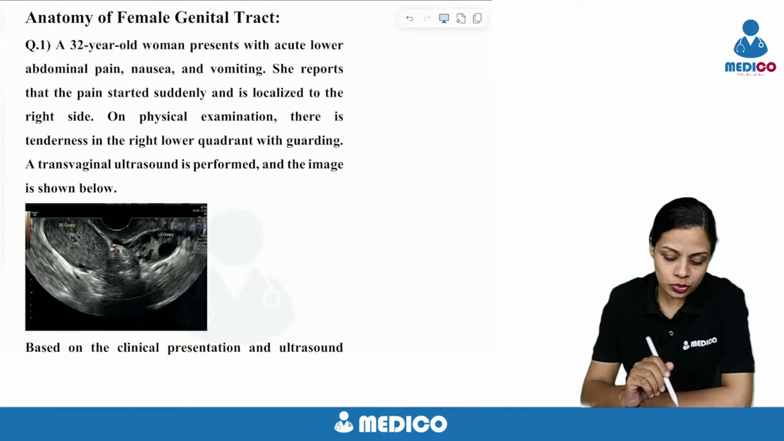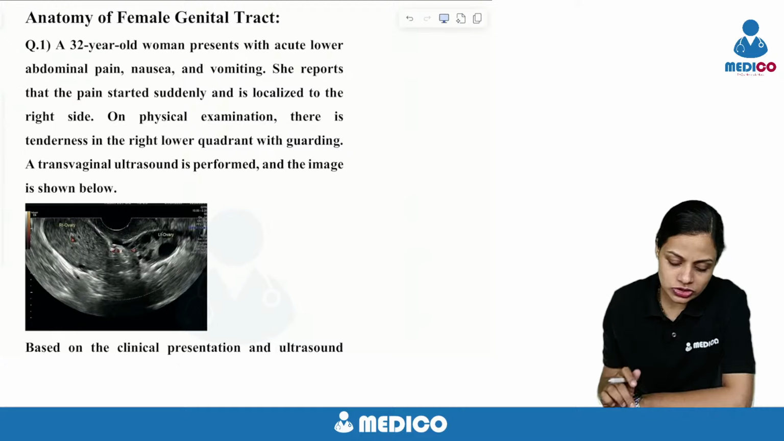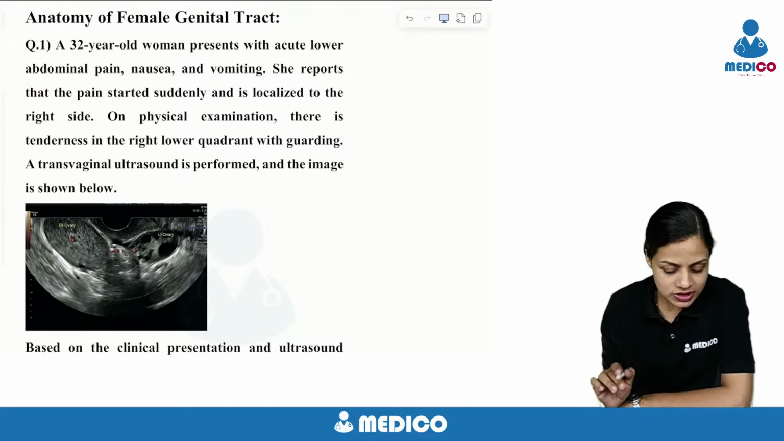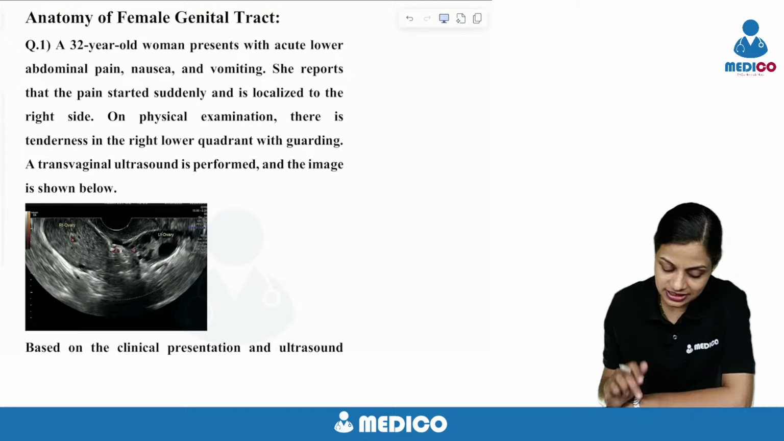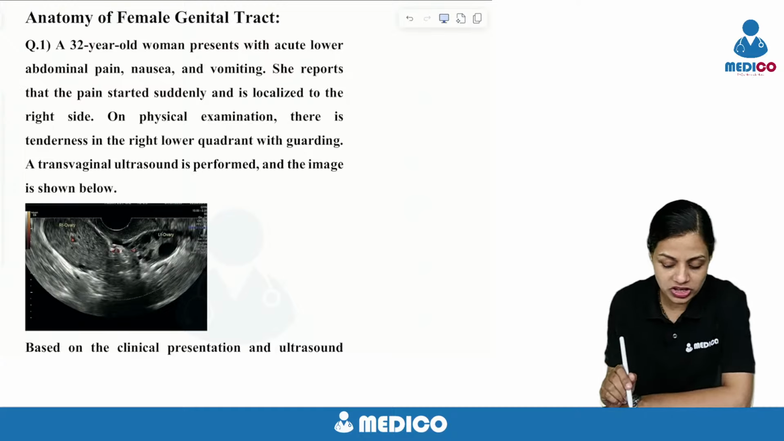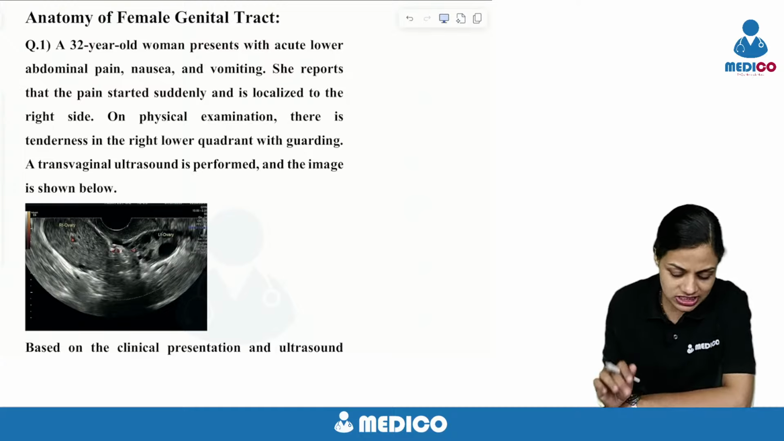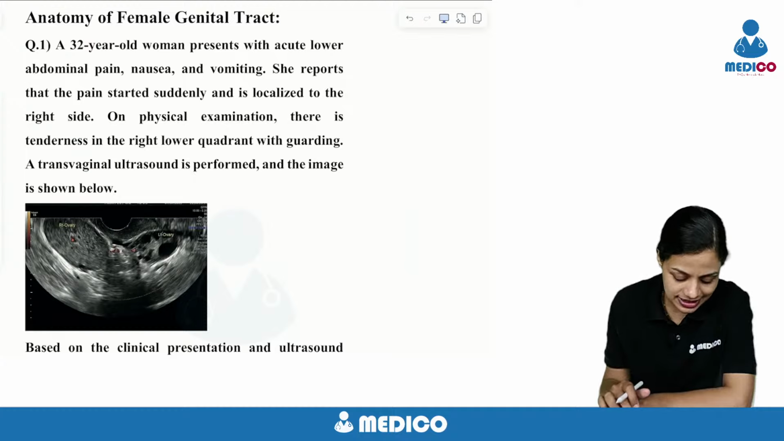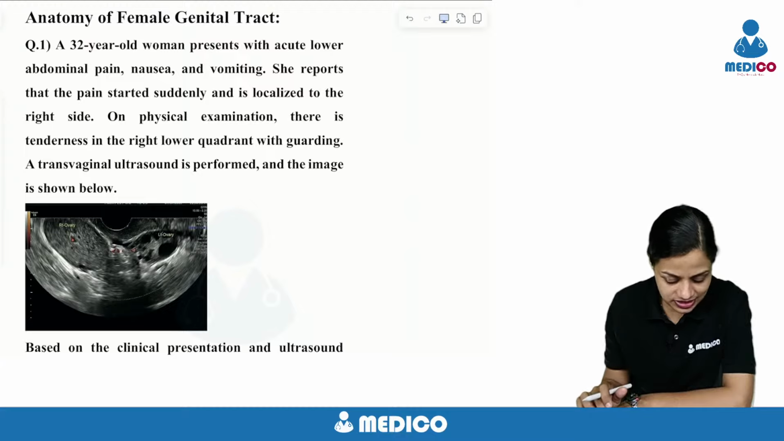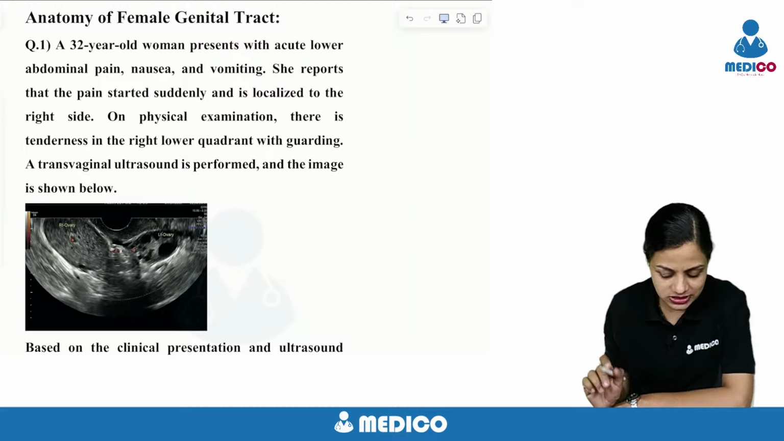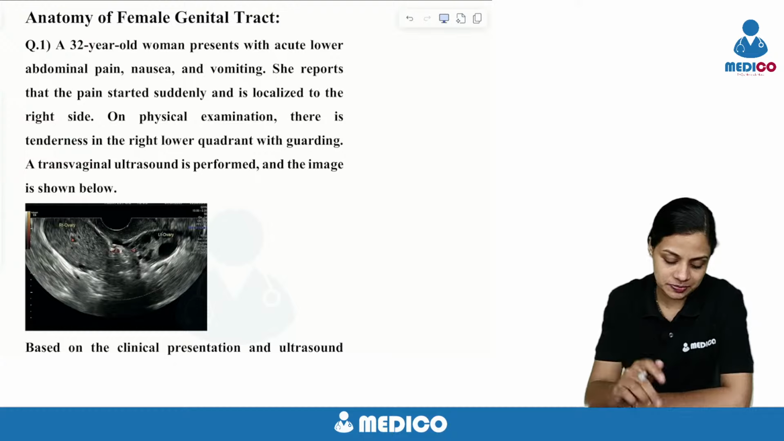A 32-year-old woman presents with acute lower abdominal pain, nausea and vomiting. She reports that the pain started suddenly and is localized to the right side. On physical examination, there is tenderness in the right lower quadrant with guarding. A transvaginal ultrasound is performed and the image is shown below. Based on the clinical presentation and ultrasound findings, which structure is most likely affected?